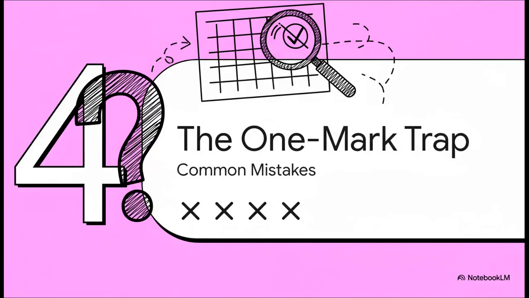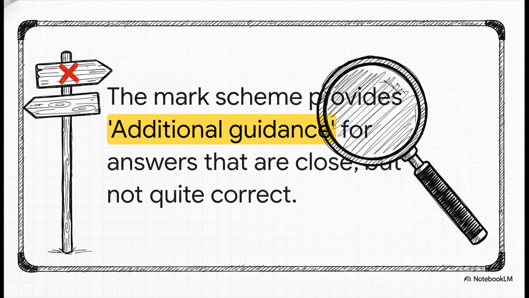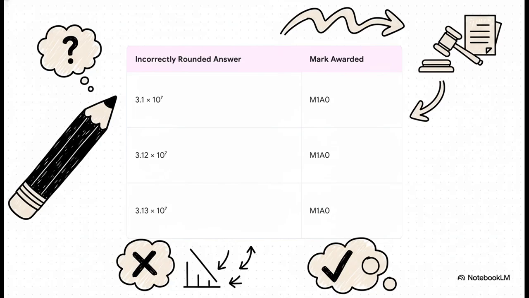All right, last thing. Let's talk about a super common trap that catches so many students out, even when they're doing everything else right. This is where really digging into the details of the mark scheme is a total game changer. See, the mark scheme has this section called additional guidance, and it tells the examiners exactly how to deal with answers that have been rounded. For us, this is basically a giant signpost telling us what not to do.